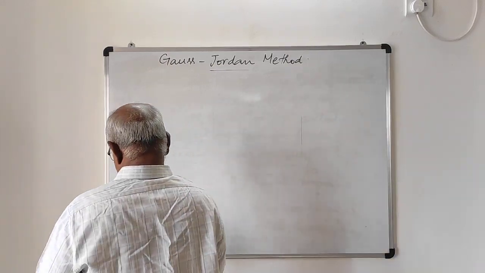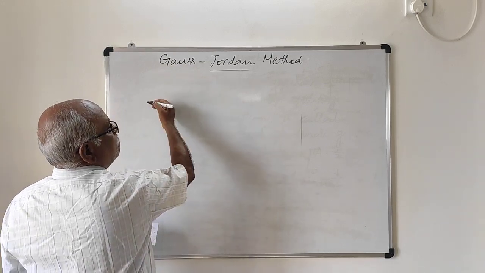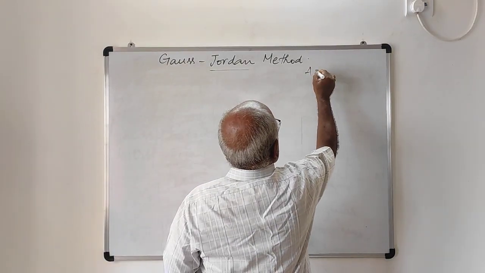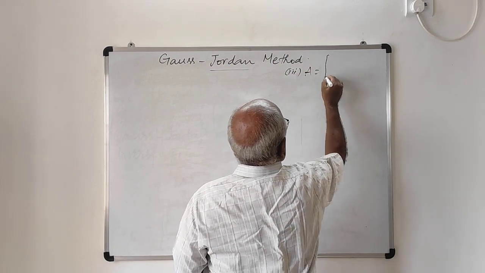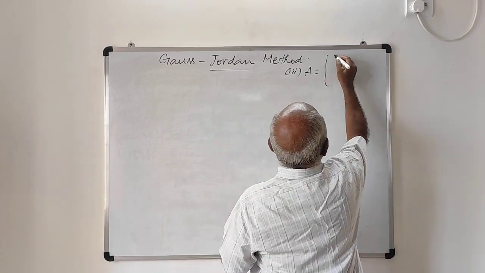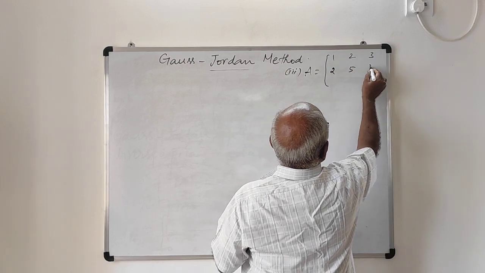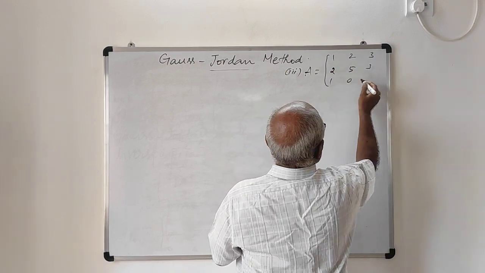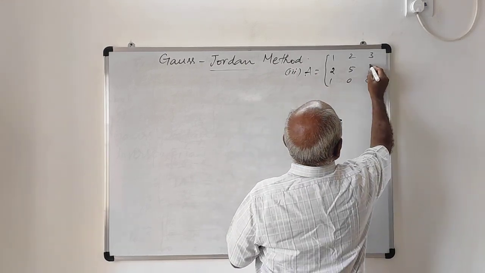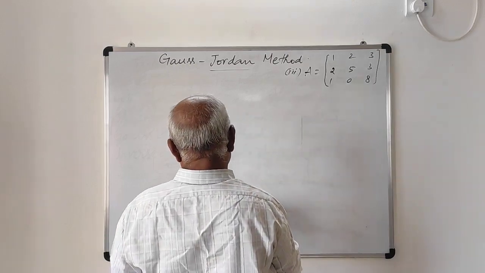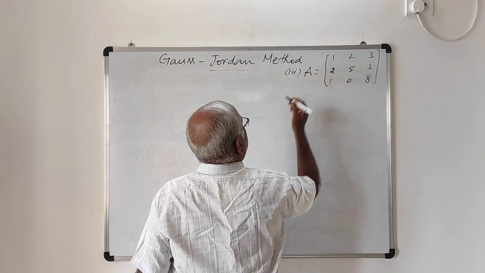So the given matrix is, matrix A is, I will write the sum here. Given matrix A is 1 2 3, 2 5 3, 1 0 8. We have to find the inverse of the non-singular matrix A by the Gauss-Jordan method.